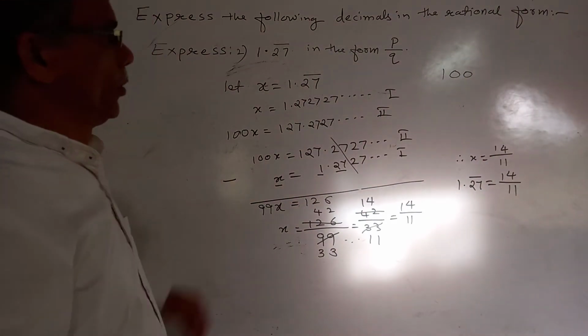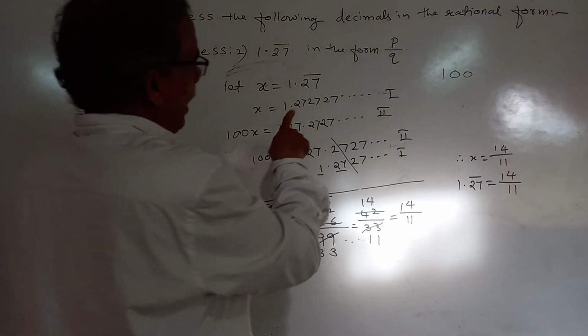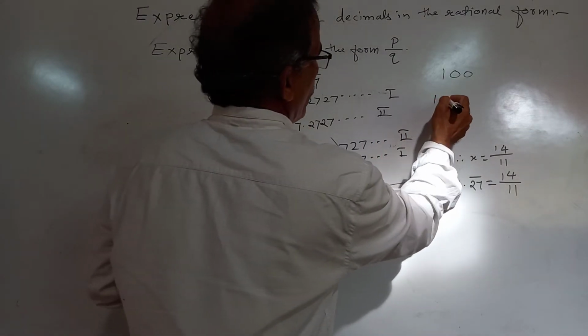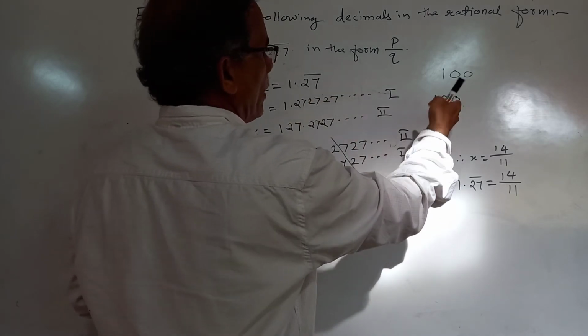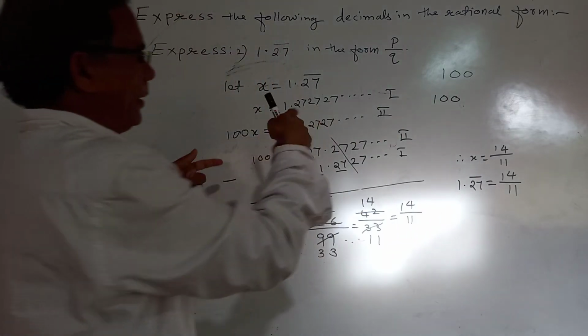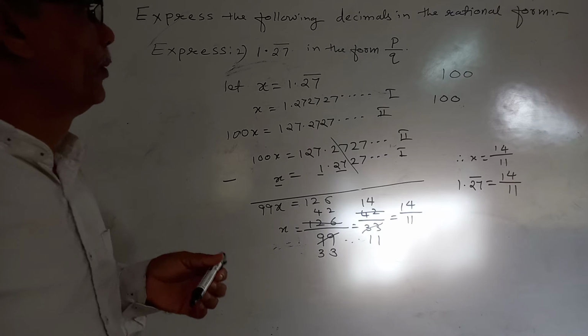Got it now? So what we have to remember is, count how many digits recur, and on 1 put that number of zeros. So if 3 digits recur, it will be 1000. You have to multiply by 1000 like that. Now we shall consider that type of example.